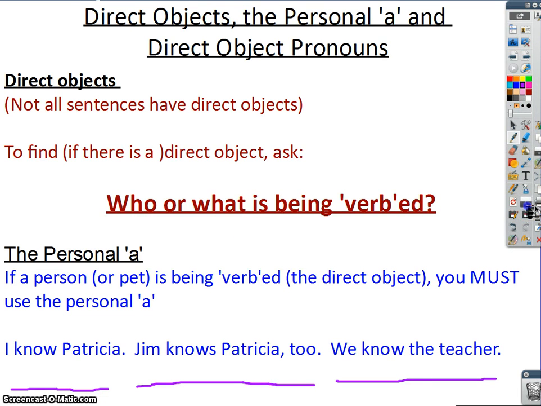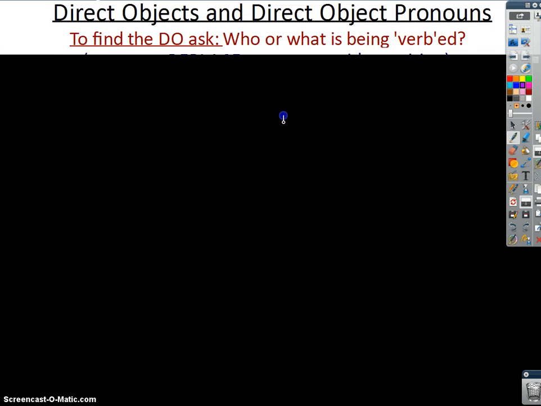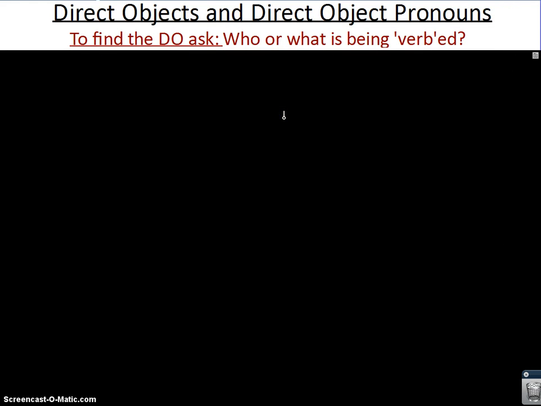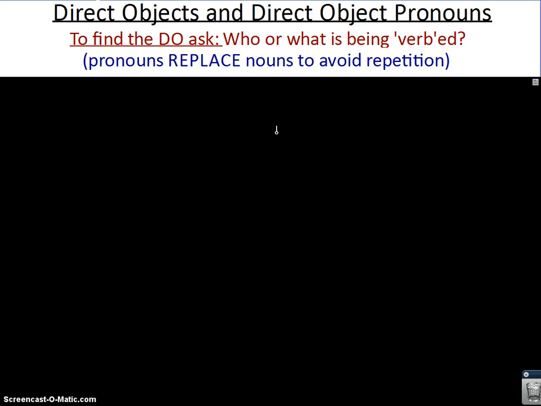Moving on, let's talk about when we need to use direct object pronouns. Again, yes, you're writing it again. To find the DO, direct object, ask who or what's being verbed. Don't forget that pronouns replace nouns to avoid repetition.